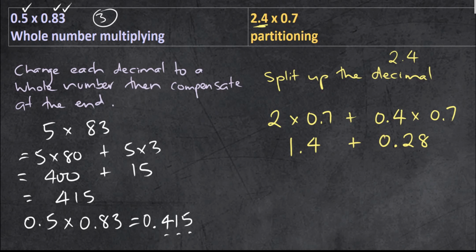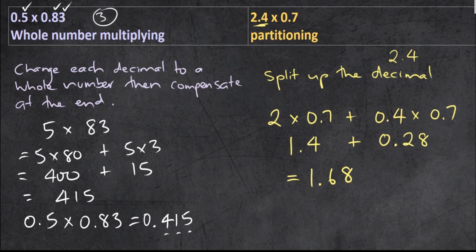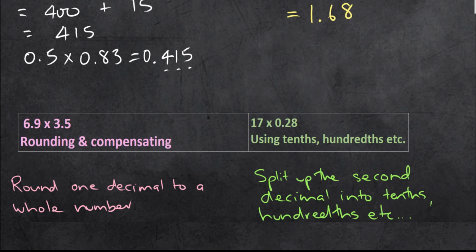So 1.4 plus 0.28, and we can just do that in our heads. That gives me 1.68. So that strategy is called partitioning. Let's move on to a couple more strategies.